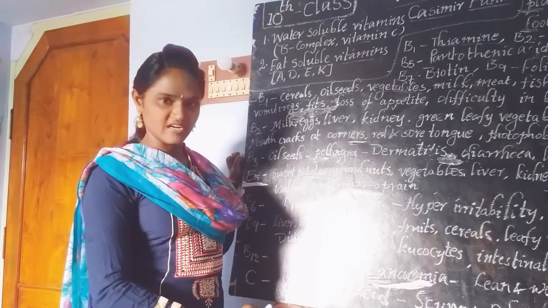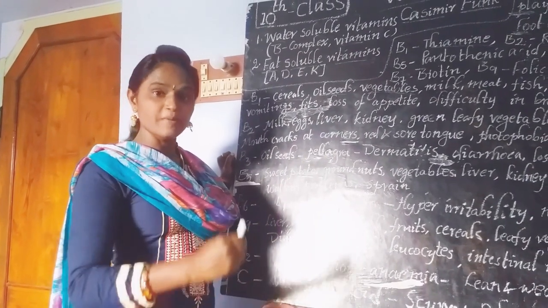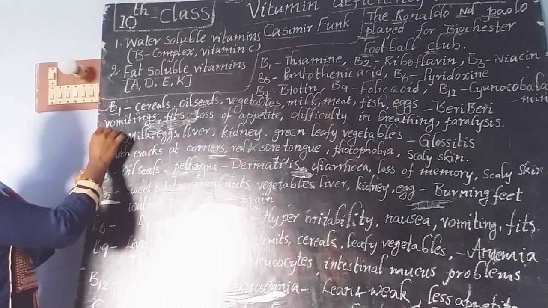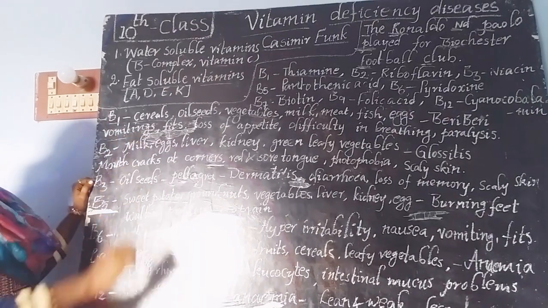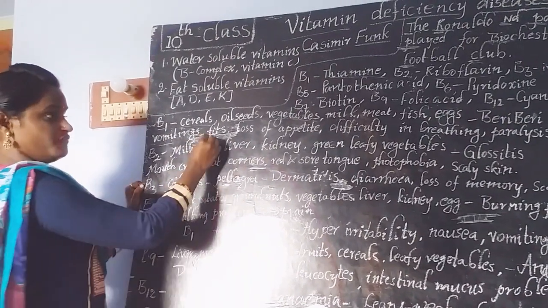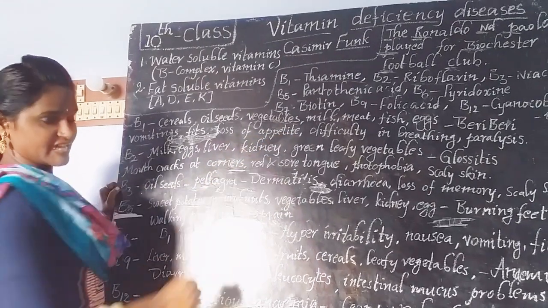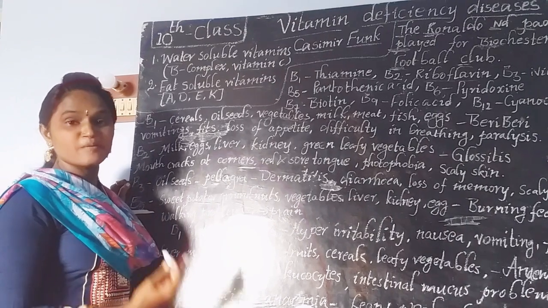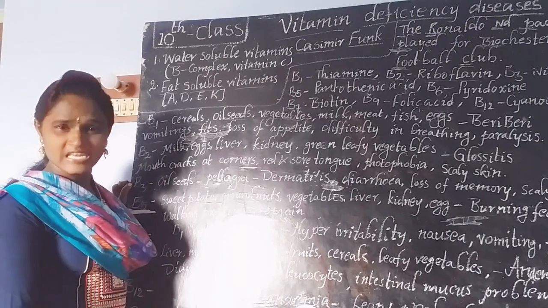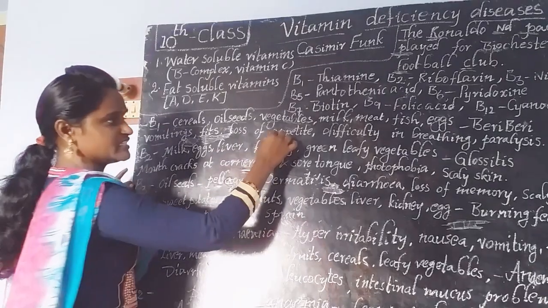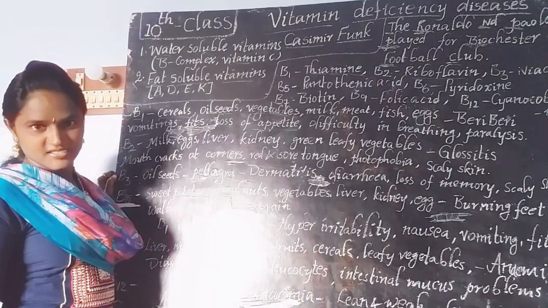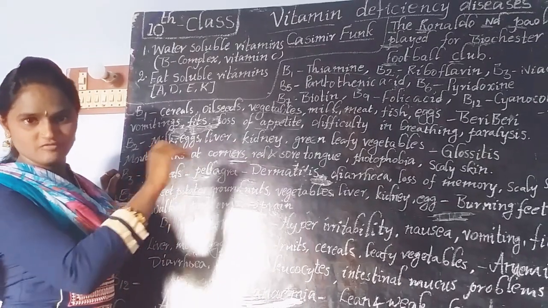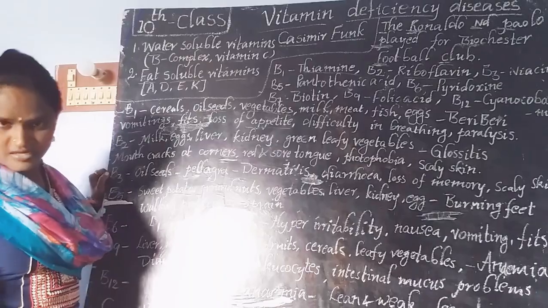Then what are the symptoms of that disease? How can we identify beriberi in people? Just have a look. The people always get vomiting, fits, loss of appetite. Loss of appetite means they won't get hunger pangs. They won't feel appetite. In Telugu, appetite we call akali. The people suffering with beriberi won't feel hunger.